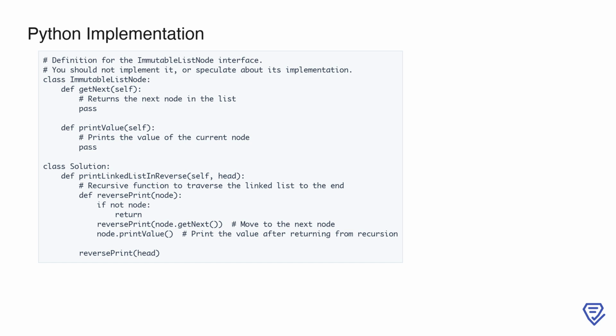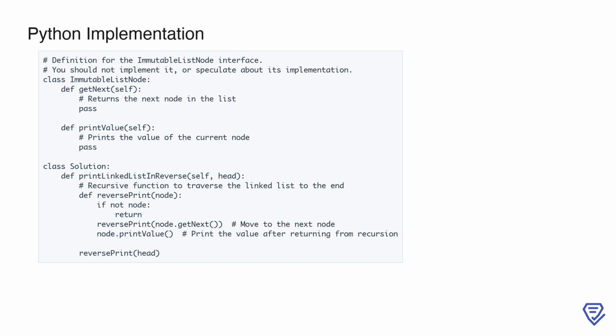Otherwise, the function recursively calls itself with the next node, node.getNext, moving one step forward in the list. After the recursive call returns, the printValue method is called on the current node to print its value. This ensures the values are printed in reverse order, from the last node back to the head.